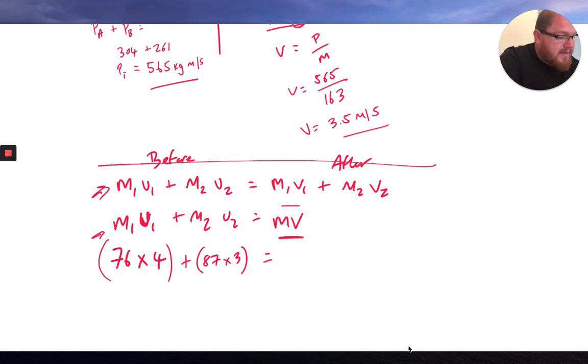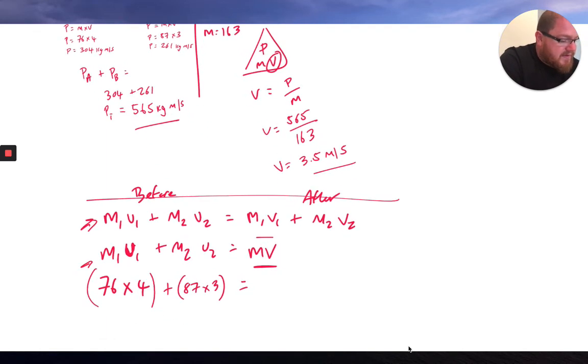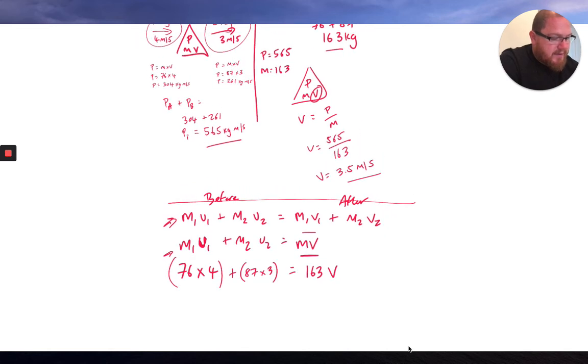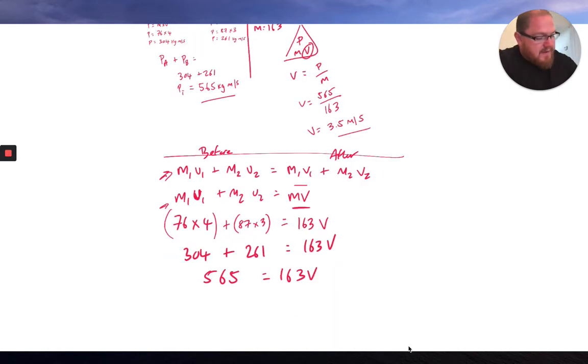Equals my mass after was 163 because they were combined, 163 V. See how quick this one is now. So 76 times 4 was 304 plus 87 times 3 was 261 equals 163 V. Okay, when I combine those I get 565 equals 163 V.